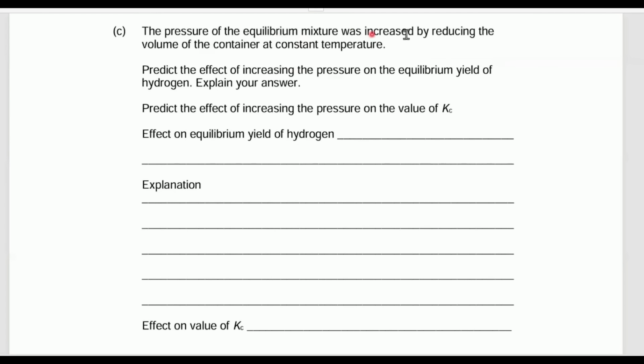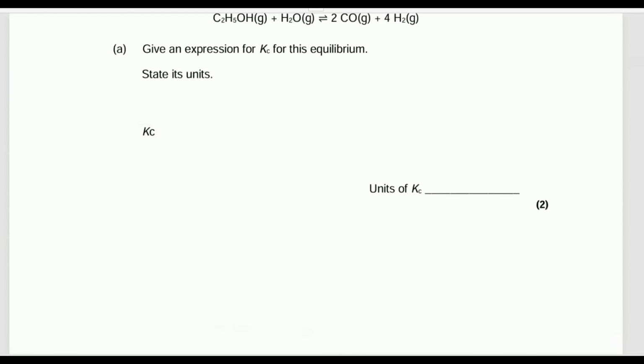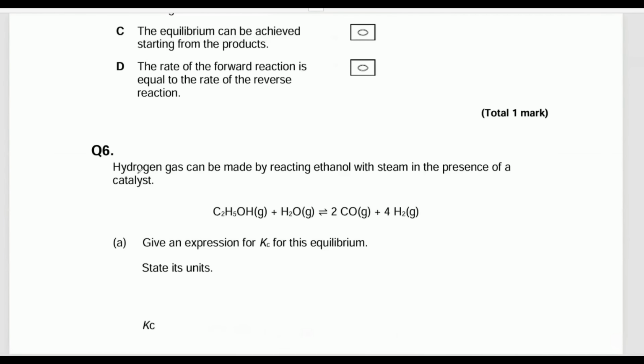The pressure of the equilibrium mixture was increased by reducing the volume of the container at a constant temperature. Predict the effect of increasing the pressure on the equilibrium yield of hydrogen. Explain your answer. Predict the effect of increasing the pressure on the value of Kc. So essentially what we need to do is look back up at the amount of gas molecules on either side. So I've got 2 gas molecules on the left and 4 gas molecules on the right.